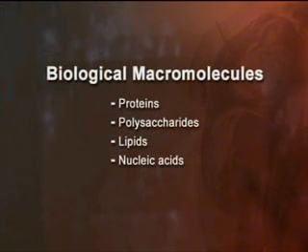Let's look at a graphic that shows the 4 major classes of biological macromolecules that we just mentioned. Proteins, of course, formed of amino acids. Polysaccharides, formed of simple sugars. Lipids are a very diverse group of biological macromolecules, including several different compounds that we'll look at very briefly in a bit. And the nucleic acids, which are probably more familiar by their acronyms, RNA and DNA.